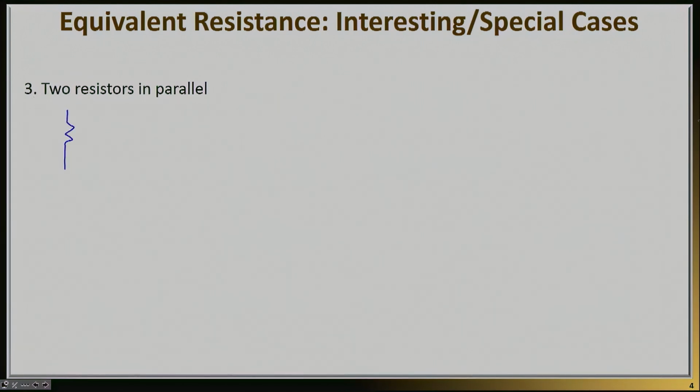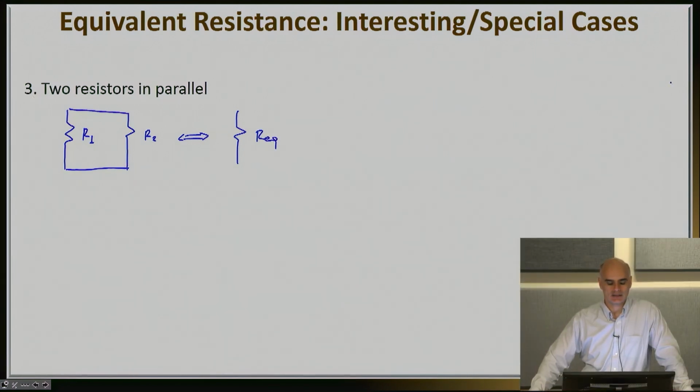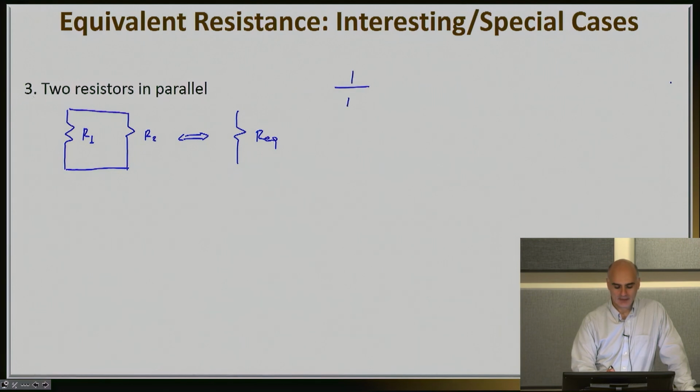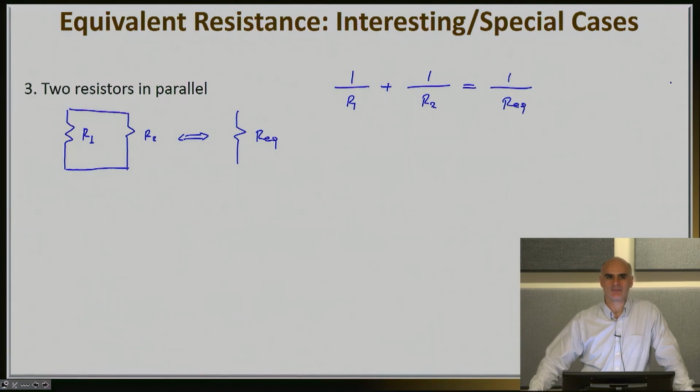Let's say that I have 2 resistors, not identical right now, just 2 general resistors, R1 and R2, and I'm asking the question, what is the Req? Of course, I can go ahead and apply the equation I have before. If I do that, I will get that 1 divided by R1 plus 1 divided by R2 will be equal to 1 divided by Req.